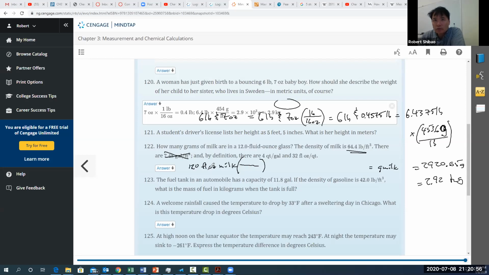So I'm going to go 12 fluid ounces. There are 4 quarts. Do you know how many fluid ounces are in a quart? Actually, I don't. But I do know how many are in a cup. Do you know how many fluid ounces are in a cup or a pint? Probably most people know a pint. Do you know how many fluid ounces are in a pint? A pint is 2 cups.